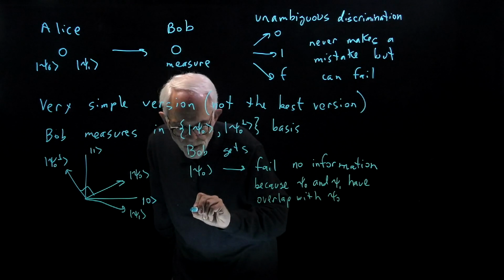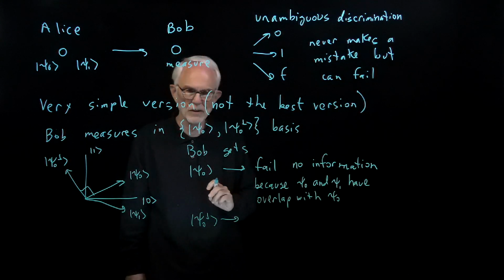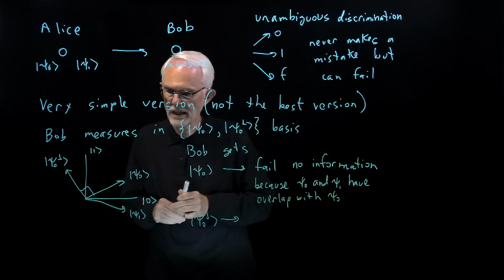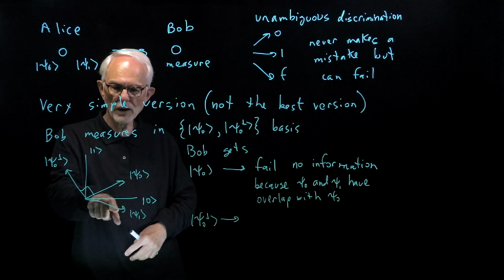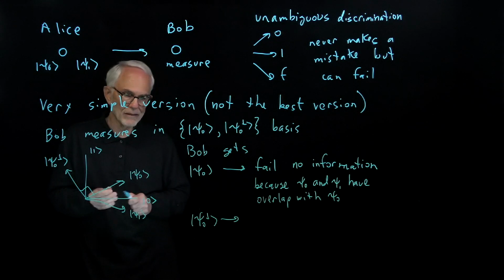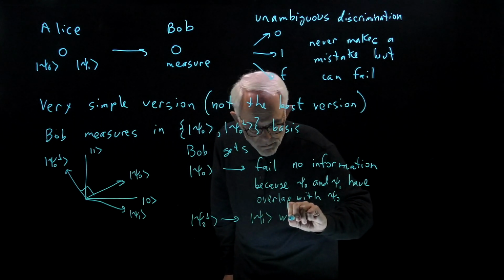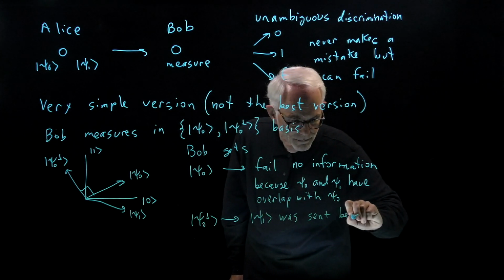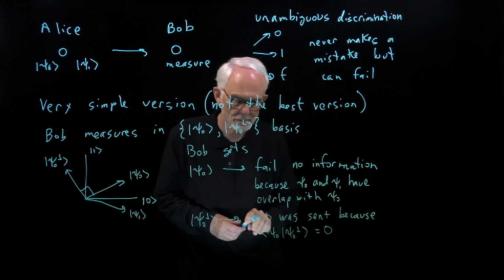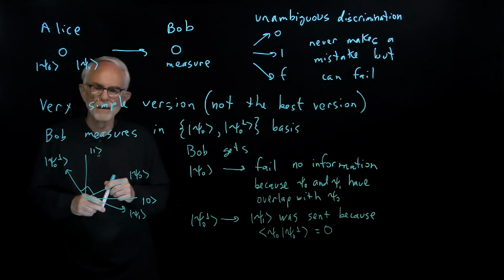So what if he gets psi0 perp? Well, hopefully that won't be a fail. The only way he can get psi0 perp is if psi1 was sent, because psi0 has no overlap with psi0 perp. So this is kind of a primitive unambiguous state discrimination measurement.